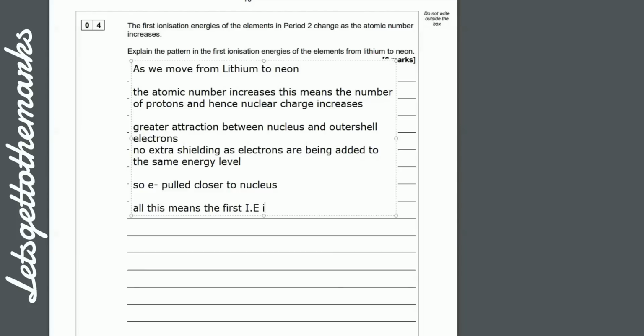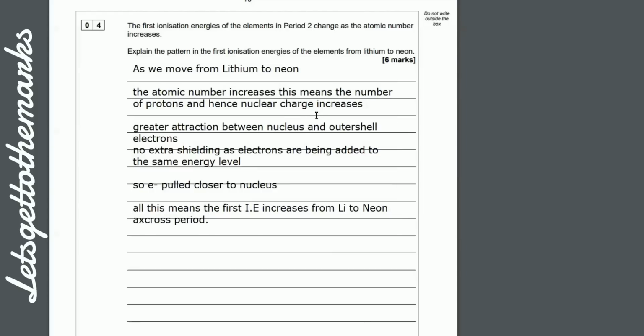All this that we've talked about, the fact there's no extra shielding, the fact the nuclear charge is increasing and the outer electrons are more strongly attracted by electrostatic force of attraction to the nucleus, all of this means the general trend is an increase in ionization energy from lithium to neon. It requires more energy to remove that electron, to overcome those electrostatic forces of attraction between the nucleus and the outer shell electrons. So if we answered all of this, we may score 1, 2, possibly 3 marks. Now we need to look at the deviations from the trend.